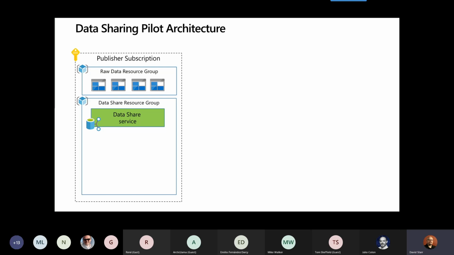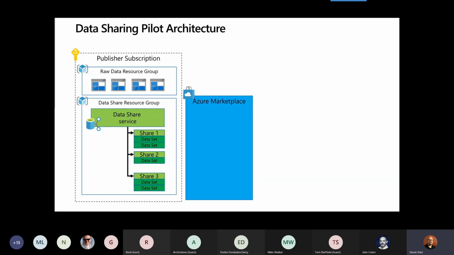And the next thing they do, you saw earlier, we deployed a data share service. This is the same service that we're talking about here. There is a separate resource group on the publisher side into which we create a data share service. In that data share service, we create what we call data shares, which are constituted by data sets. Data sets are entities that point back at data in the raw data resource group. And we have a collection of those, and we call them a data share.